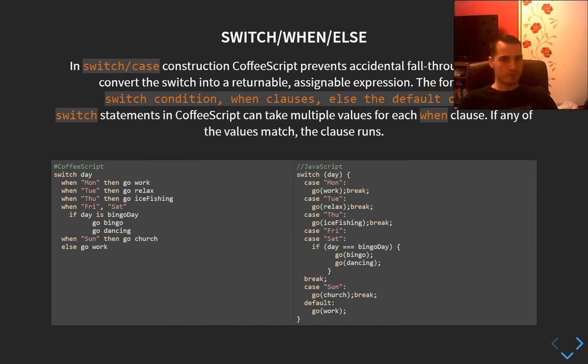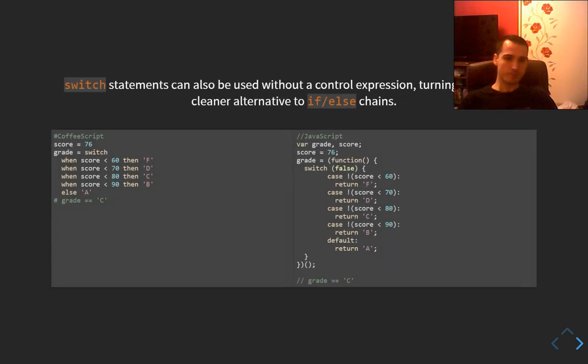Switch when else. In switch case construction, CoffeeScript prevents accidental fall-through and can convert the switch into a returnable, assignable expression. The format is switch condition, when clauses, else the default case. Switch statements in CoffeeScript can take multiple values for each when clause. If any of the values match, the clause runs. Switch statements can also be used without a control expression, turning them into a cleaner alternative to if-else chains.